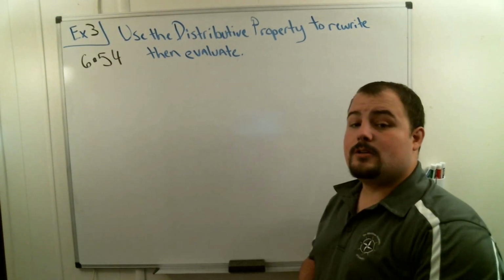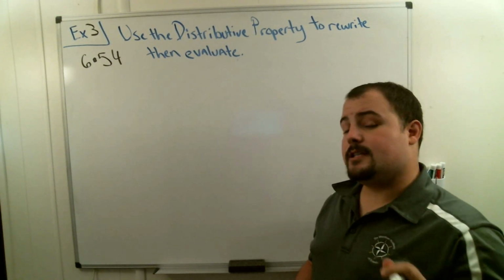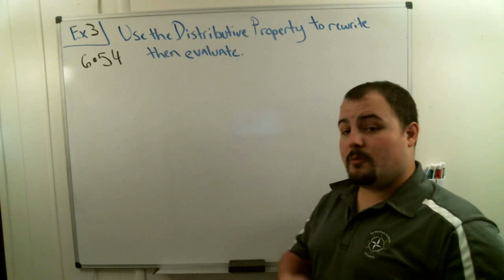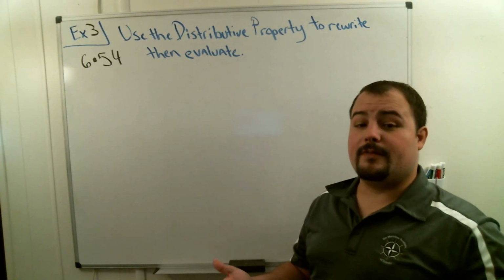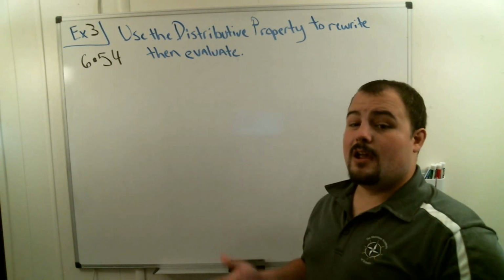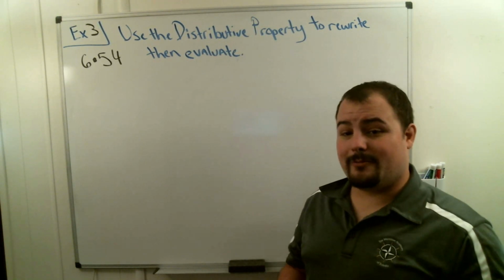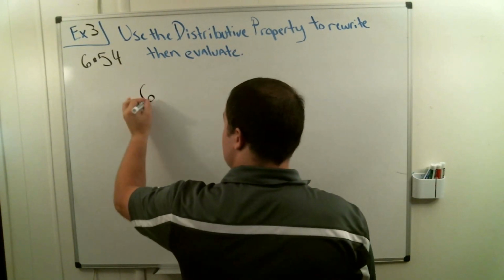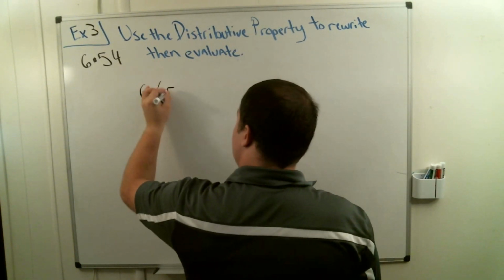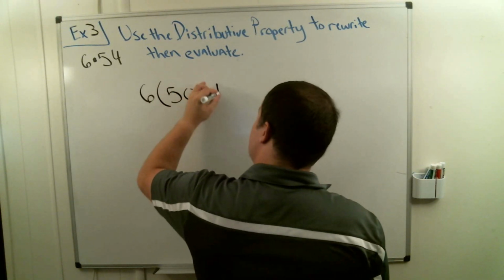In this problem, we're going to be using the distributive property to rewrite 6 times 54. And we're going to approach it in kind of the same manner that we did before. We're going to break apart the number 54 because that's the bigger number, and we're going to leave 6 alone. It's going to be our number that we're going to put on the outside. So we're really going to be taking 6 times 50 plus 4.